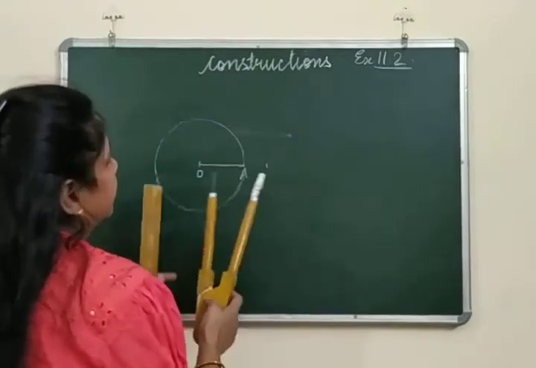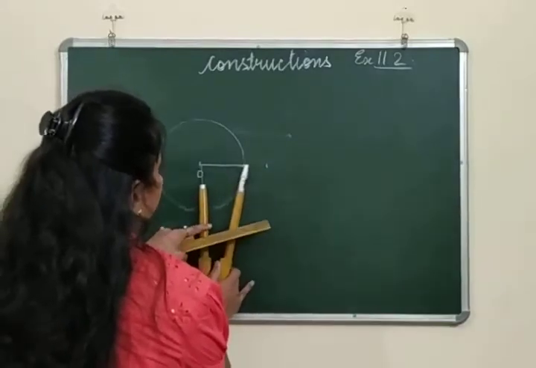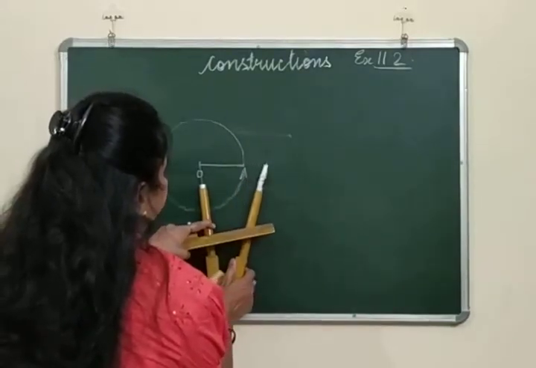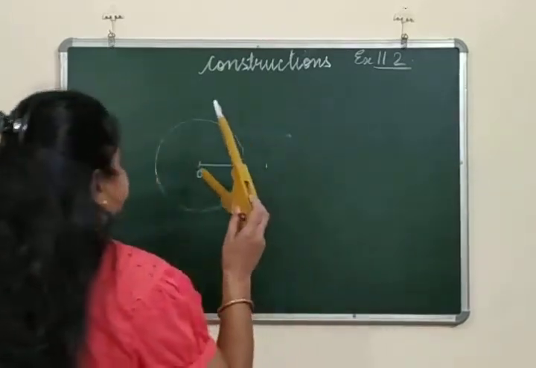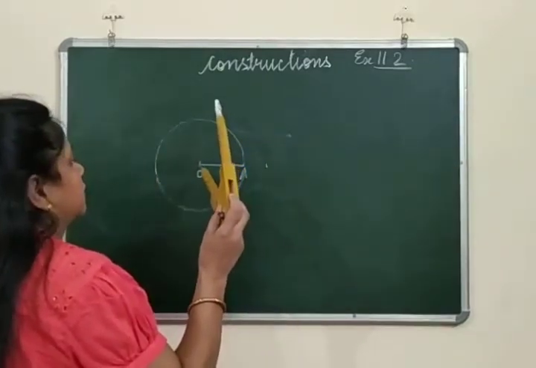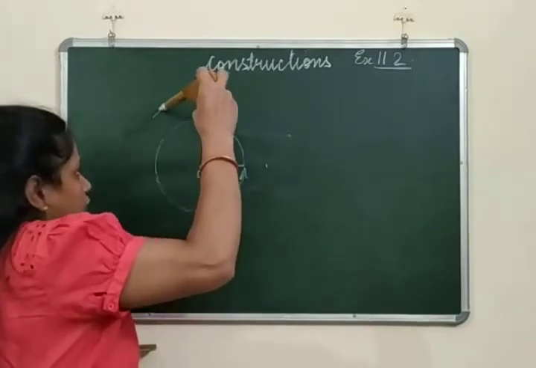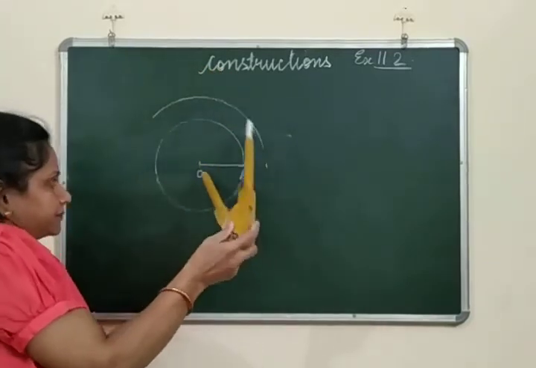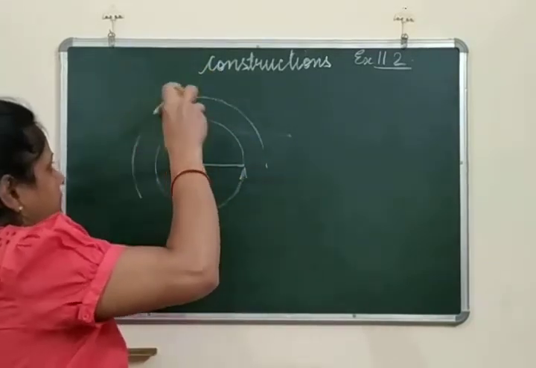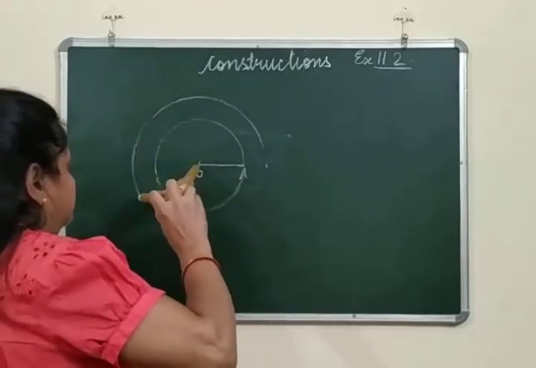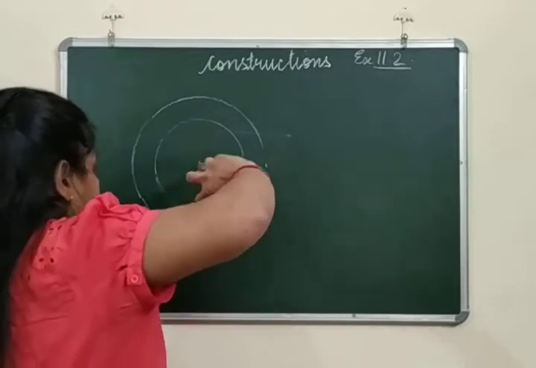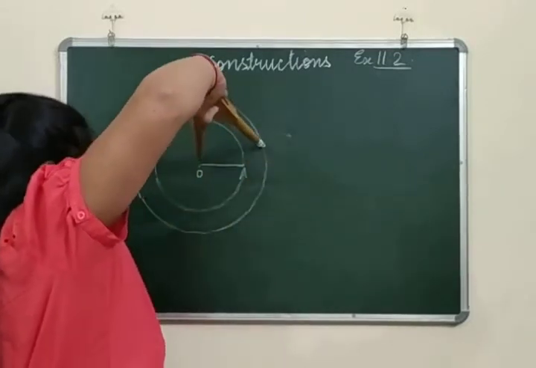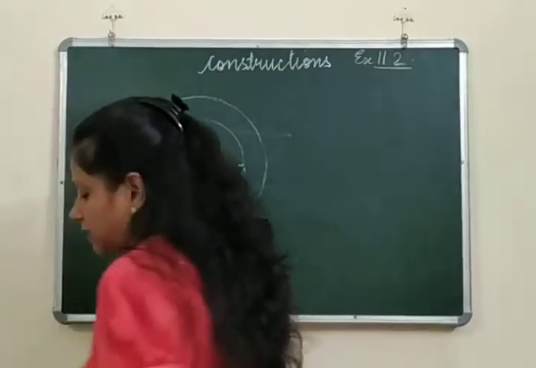Then again taking 6 as radius and O as center, we draw another circle with O as center and 6 as radius, because it is given that we have to make two concentric circles. Okay, so these are the two circles.